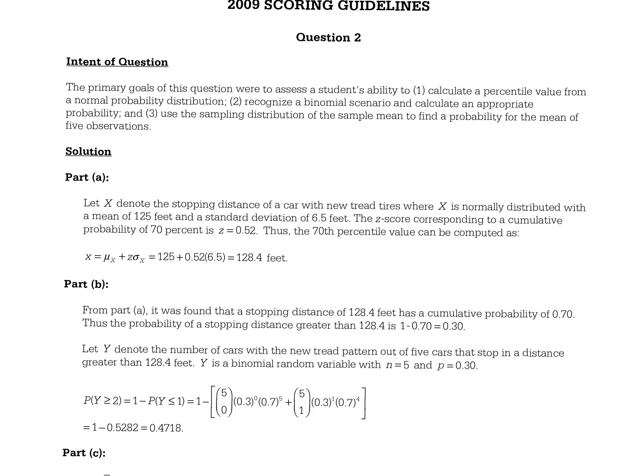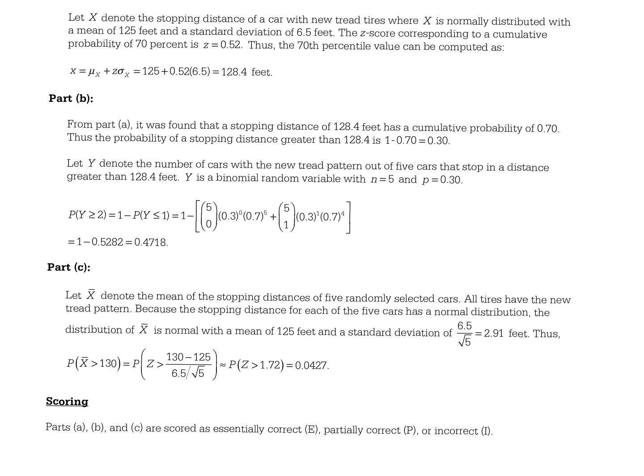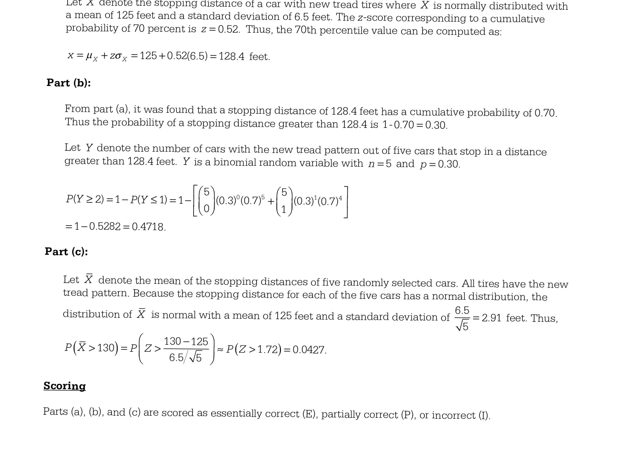And then part C was the new stuff. Part C is what we learned today. And that answer should be 0.0427.